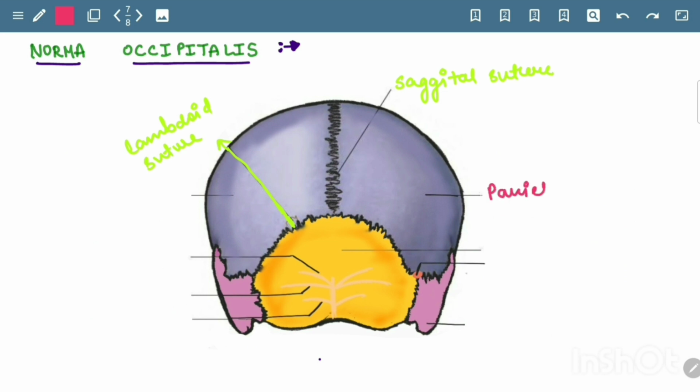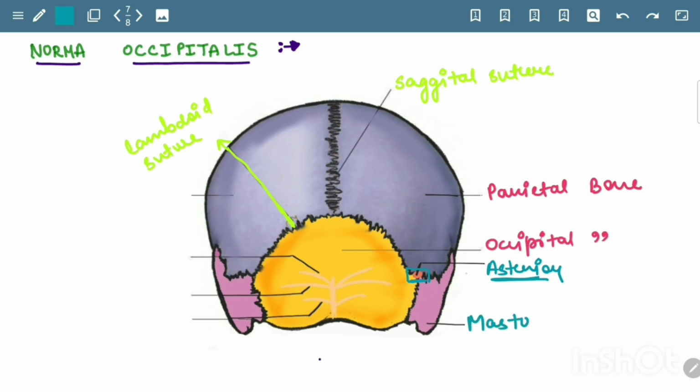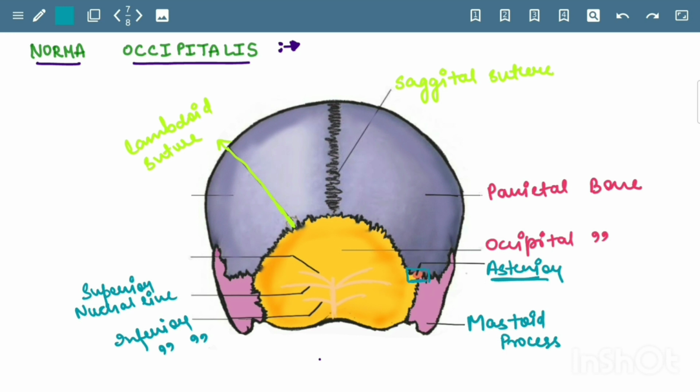Okay, moving towards norma occipitalis. This is when we view our skull from behind. Then they both are the sagittal suture and lambdoid. This one is parietal bone, occipital bone. This point is asterion. What is asterion? It is formed at the junction of the occipital bone, temporal and the parietal bone. This one is mastoid process. Now this is superior nuchal line. This is inferior nuchal line. And this one is highest nuchal line.